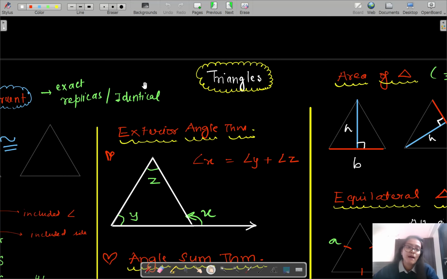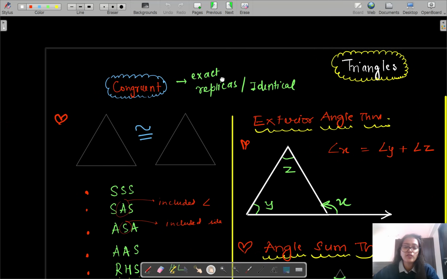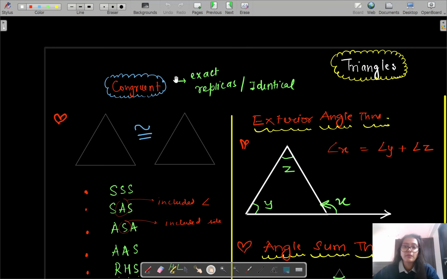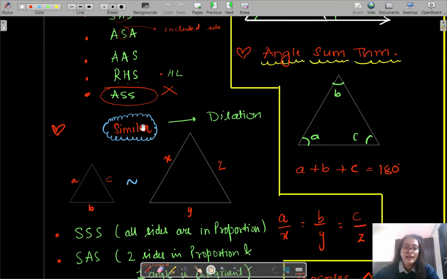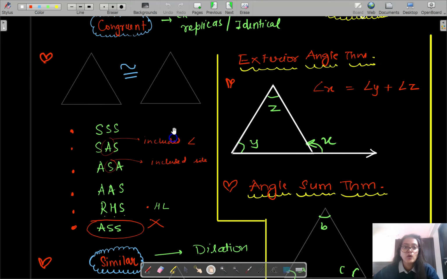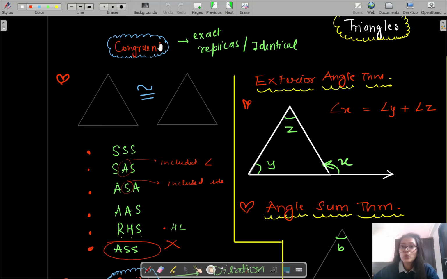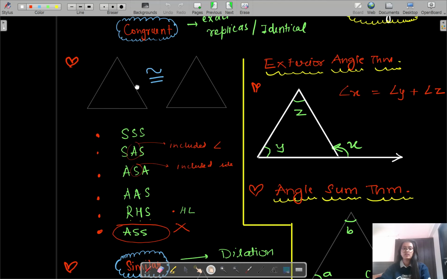know for SAT math. So first of all, for triangles, you should be familiar with the concept of congruent triangles and similar triangles. Now, congruent literally means exact replicas or identical. Okay, so any two figures are congruent if they are identical, if they are replicas of each other.